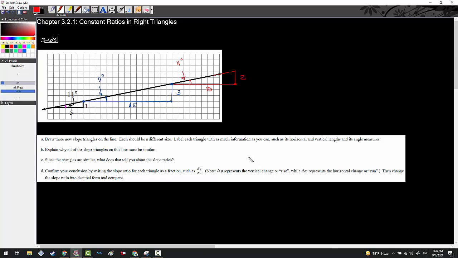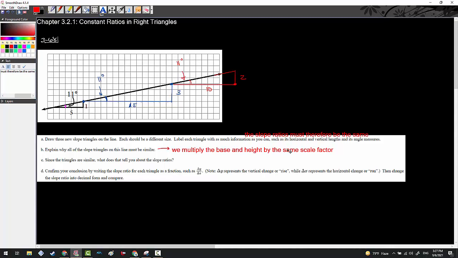Now, explain why all of the slope triangles on the line must be similar. I'm going to explain that by saying we multiplied the base and the height by the same scale factor, so they must be similar. And therefore the slope ratios must therefore be the same.